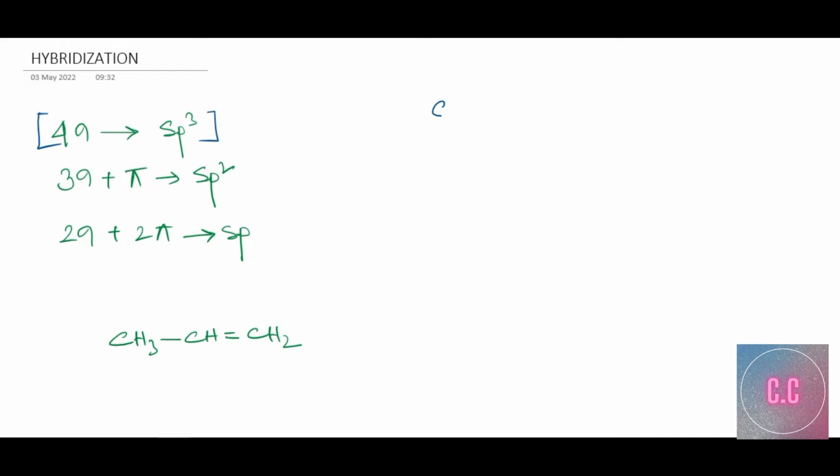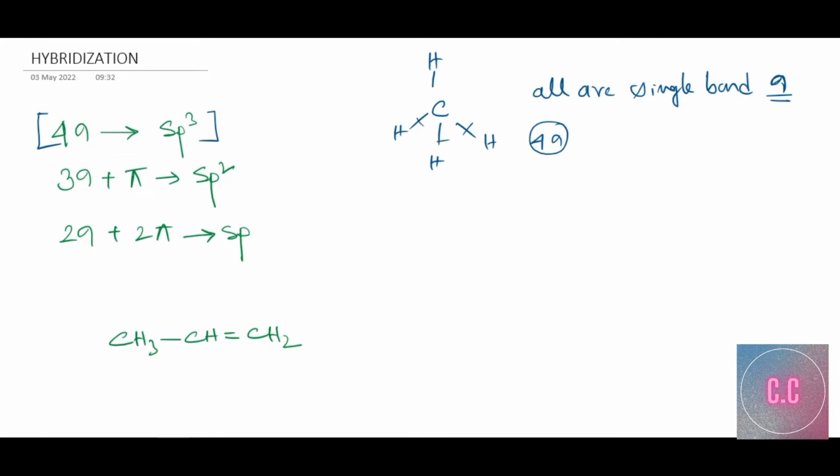For example, if we take methane, we can see that this carbon contains all single bonds. That means all are sigma bonds. Remember, where all the bonds are single bonds, they are sigma bonds. That means there are 4 sigma bonds over here, 1, 2, 3 and 4. That means this is an sp3 hybridized carbon atom.